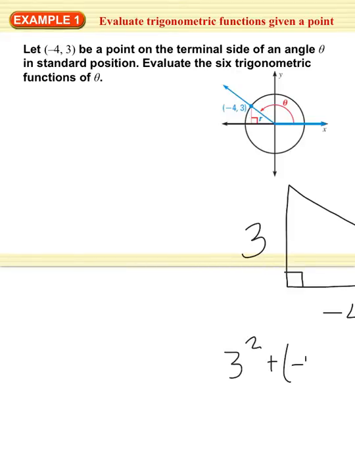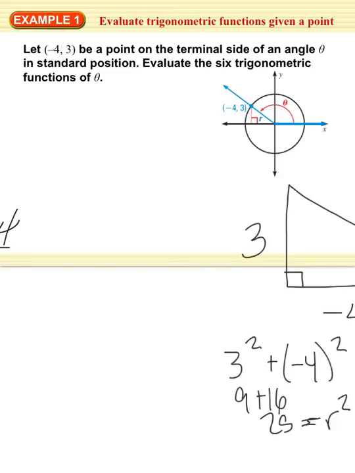3 squared plus negative 4 squared equals r squared. 9 plus 16 is 25. So r equals 5. So sine theta is opposite over hypotenuse, 3 over 5. Cosine theta is adjacent over hypotenuse, so I've got negative 4 over 5. Tangent theta is opposite over adjacent, 3 over negative 4. And then all of the opposite ones, the reciprocals, cosecant, secant, and cotangent. Just flip them.